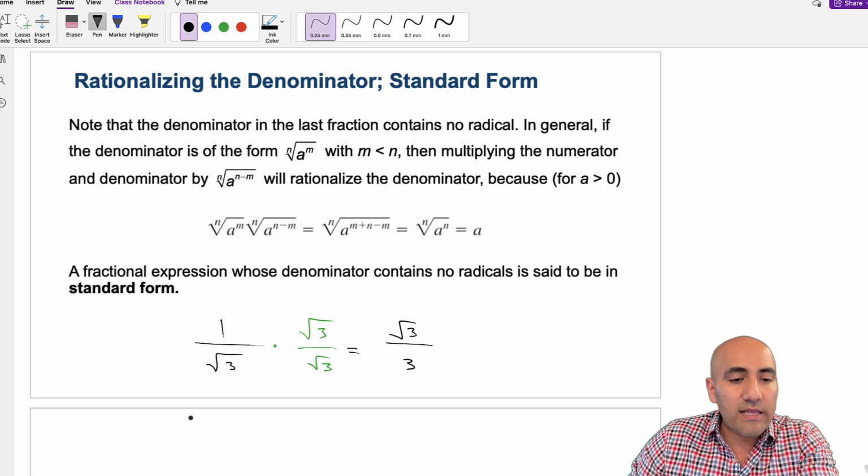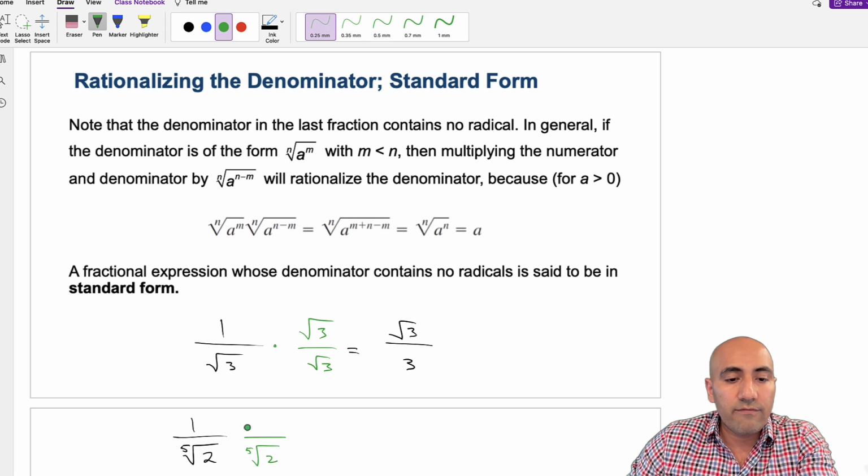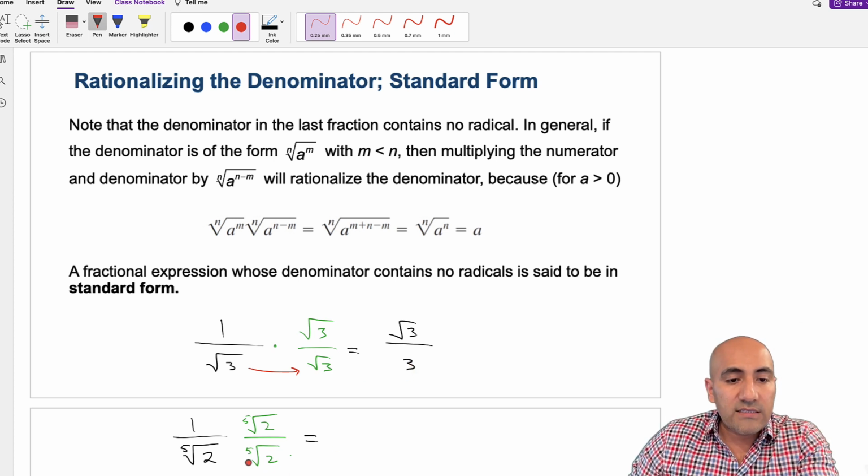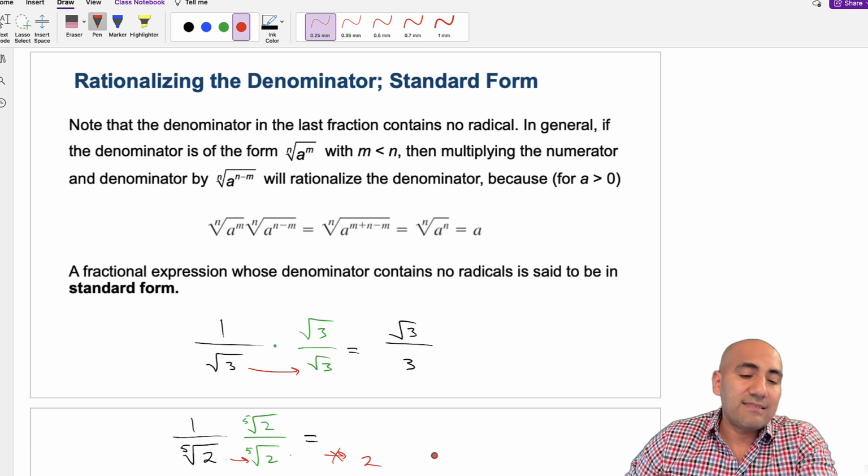Now, on the other hand, if we have a slightly more complicated situation where we have the 5th root of 2, for example, we can't just apply the same trick of saying it's the 5th root of 2 over the 5th root of 2, because the 5th root of 2 times the 5th root of 2 does not simplify to give me just the 2 like it does up here, right? Here, the square root of 3 times the square root of 3 gives you 3. Whereas here, if we multiply the 5th root of 2 times the 5th root of 2, that does not equal 2. It doesn't get it out of the root.